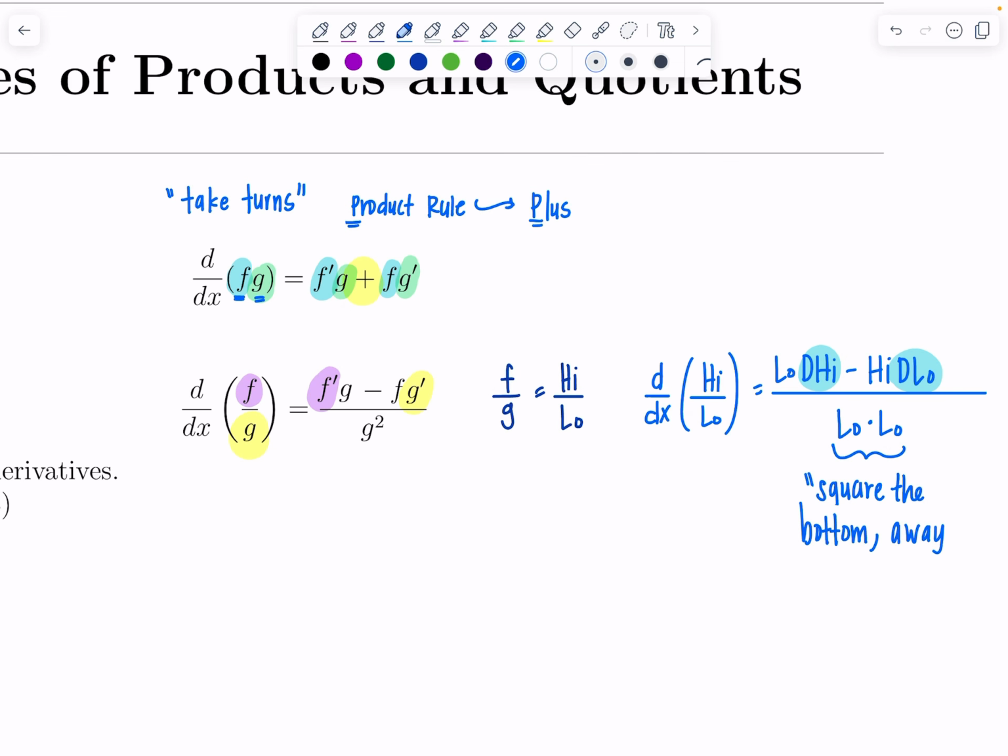So you just kind of recite it to yourself and it'll become kind of like a little rhyme. So let me add some music notes. Oh my goodness, this is giving me trauma flashbacks to piano lessons. Okay, so low d high minus high d low over low low, or square the bottom, away you go. That's it. I'm going to say it every single time I do the quotient rule to help you. And I think it'll just help you make sure you don't switch up the order. Because notice in the quotient rule, since we have subtraction in the numerator and subtraction's not commutative, if you switch it up and you get the order wrong, then your answer's wrong, sadly.